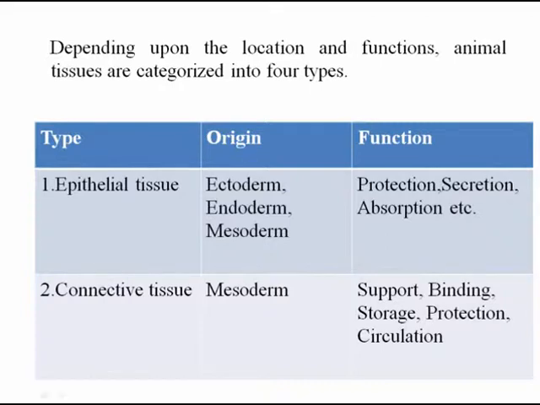The second one is connective tissue, or you can also say supportive tissue. This tissue is made up of matrix and its origin is from mesoderm. It also has a role in body defense, tissue repair, fat storage, and blood circulation.